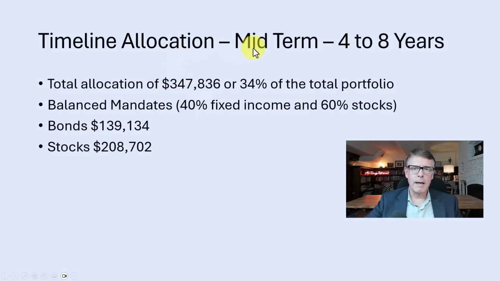Now, the timeline allocation midterm, 4 to 8 years, the total allocation on just over $1 million would be $347,836, or 34% of the total portfolio. We'd use balanced mandates, roughly 40% fixed income, 60% stocks. That means the bond position would be $139,134. The stock position would be $208,702. Okay, so we start with a short-term timeline. This is the midterm timeline. And then we get into the long-term timeline in a moment.